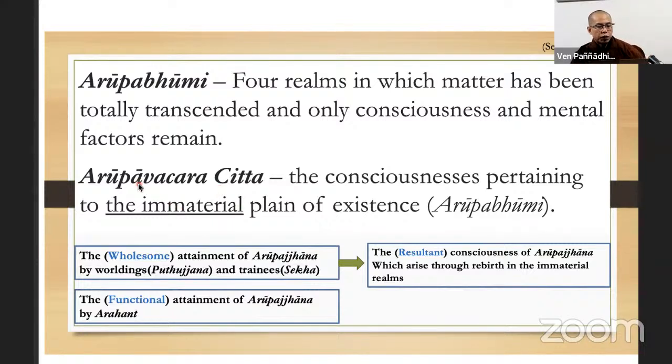So here, the name of Arūpāvacara Citta comes from the name of Arūpa Bhumi, because they are pertaining to there. They are mostly arising there. That type of consciousness is given this name. Okay, so let's continue for the classification.